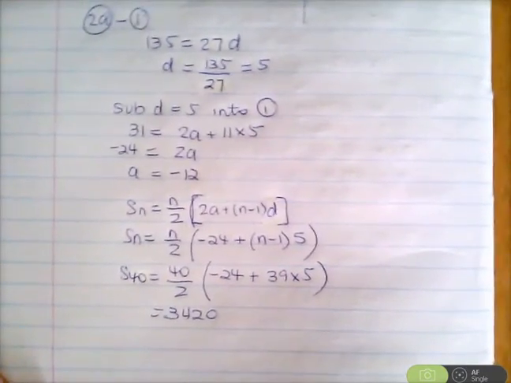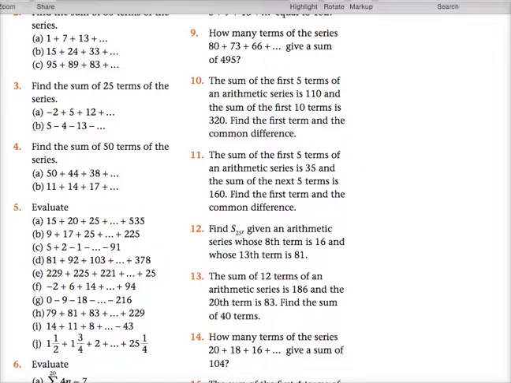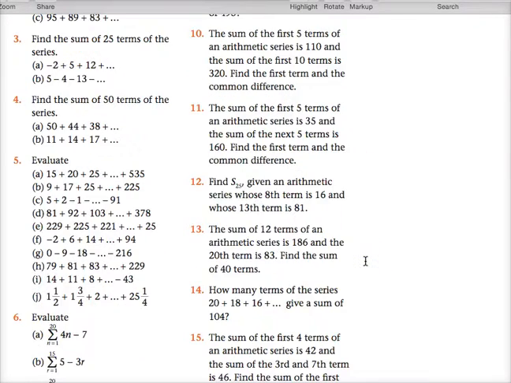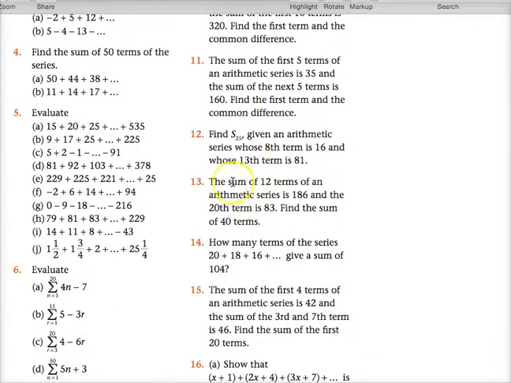So when you get this type of question, you have to be really, really careful. You'll be doing some of these in the exercise, and just be careful. For example, here they're telling you what the 8th term is and the 13th term. So you need to think, is that Sn or Tn? Same here. They've got the sum of the first 5 terms, but then this one's a bit tricky because it says then the sum of the next 5 terms is 160.